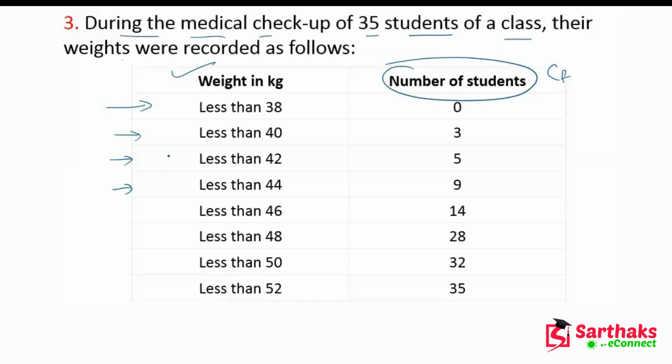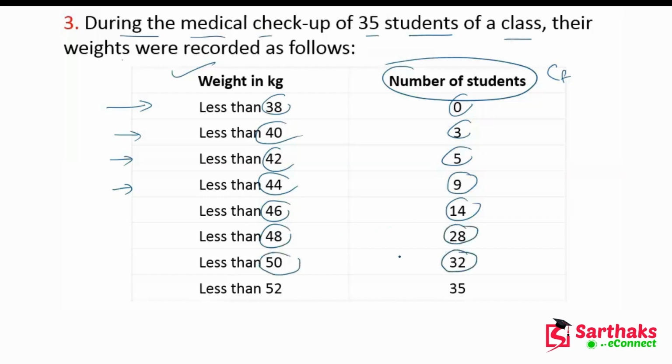So now according to this table, the coordinates are 38, 0, 40, 3, 42, 5, 44, 9, 46, 14, 48, 28, 50, 32 and 52, 35.